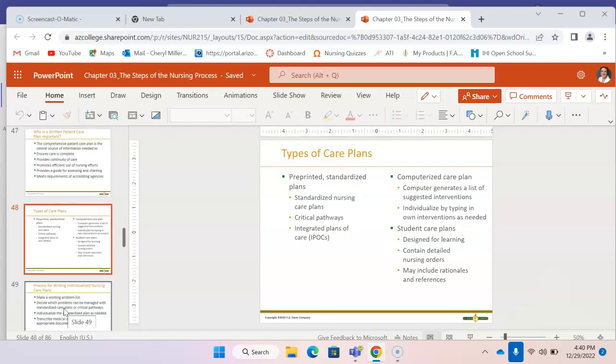So most of the time you're going to see computerized care plans. There could be critical pathways out there still. They're a pre-printed, standardized plan. A 3-day post-op hip. They should be doing the same thing every day. Every patient should be doing the same thing on day 2. Okay? Student care plans are more designed for learning. They contain a bunch of nursing orders and rationales and references and everything. You won't do that in real life. In real life, it'll be on the care plan.